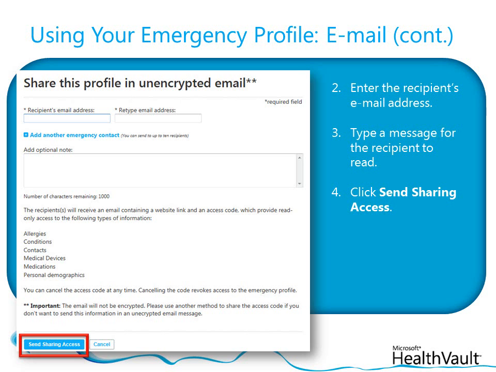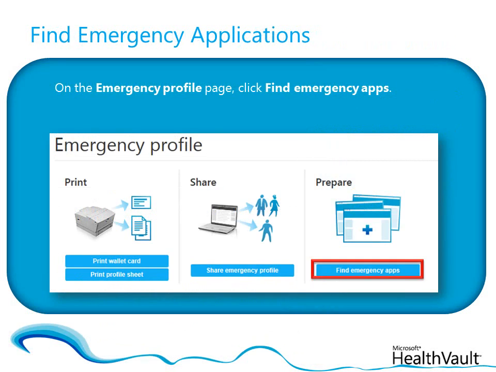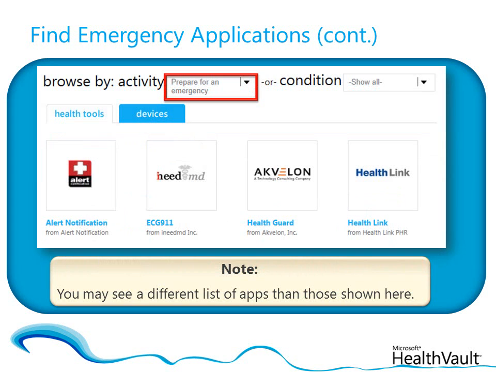Finally, you can access a list of third-party online health tools, which you can use to help you prepare for an emergency. At the top of the emergency profile page, click Find Emergency Apps. You'll see a list of the third-party health tools available for use with HealthVault, filtered to display only those which are designed for emergency planning.